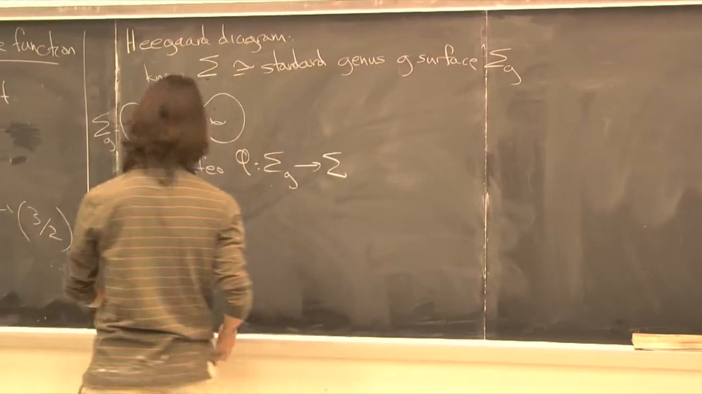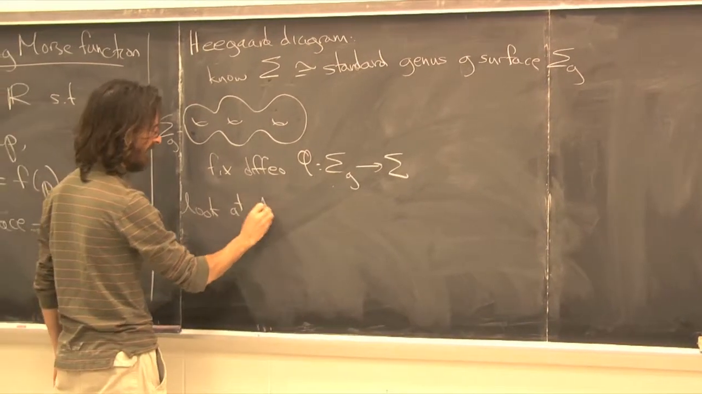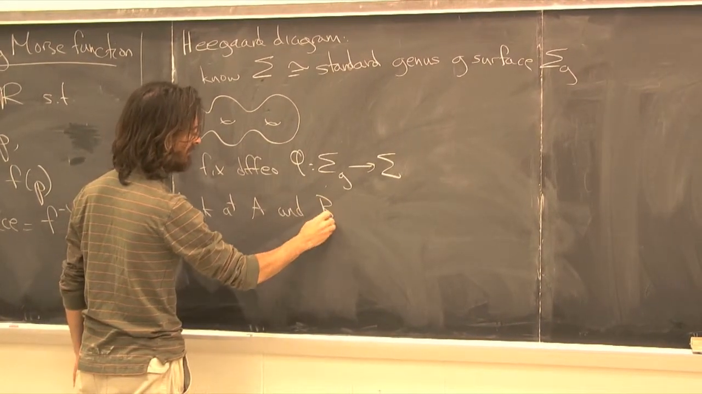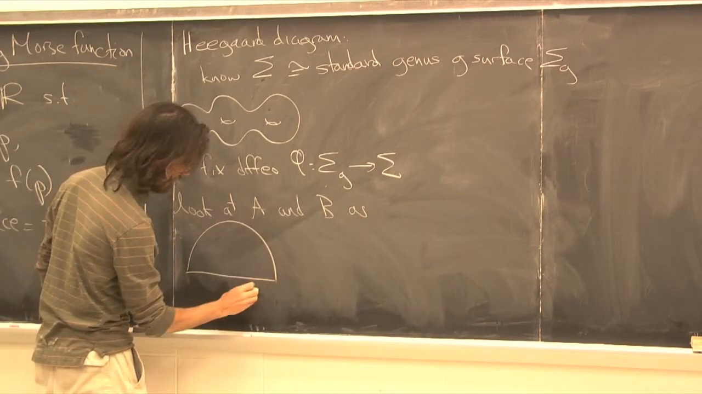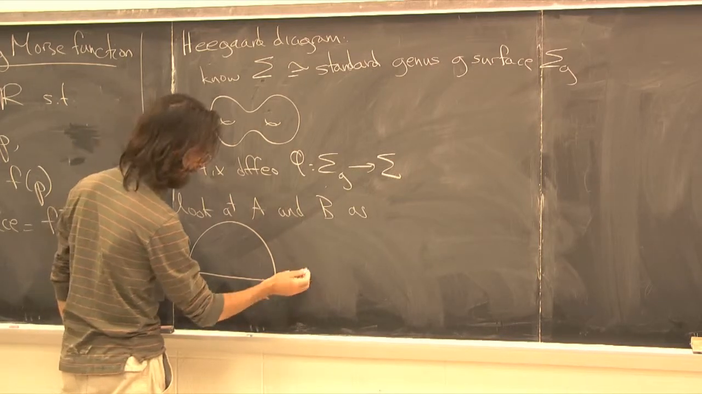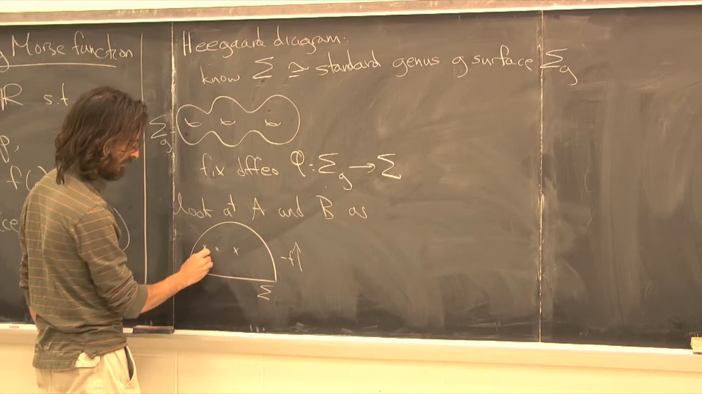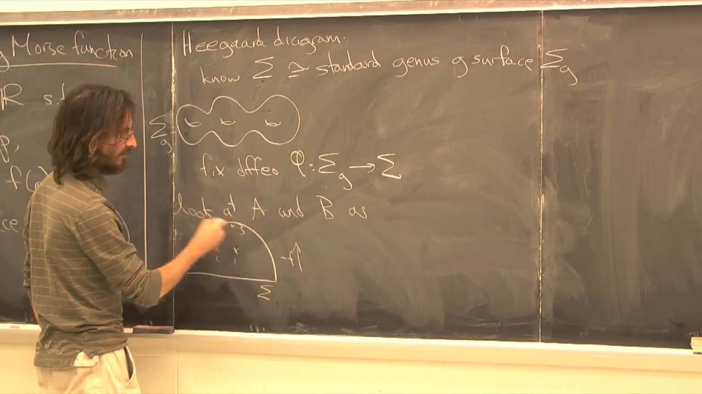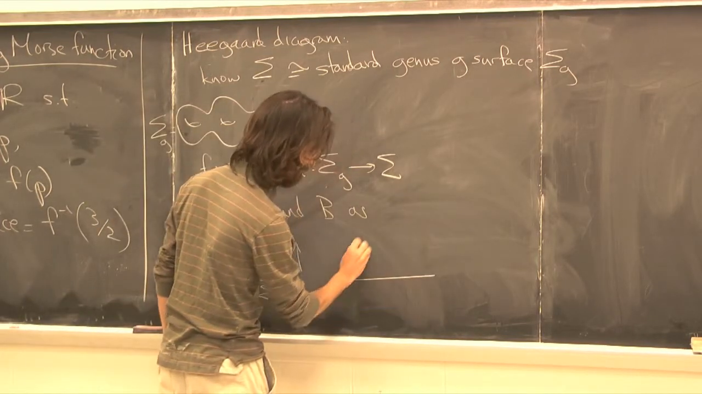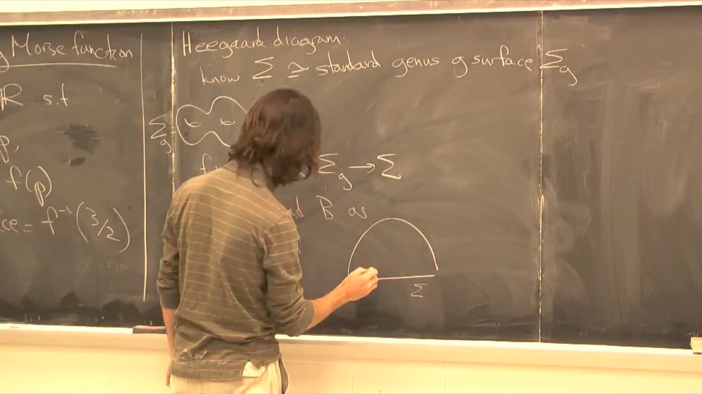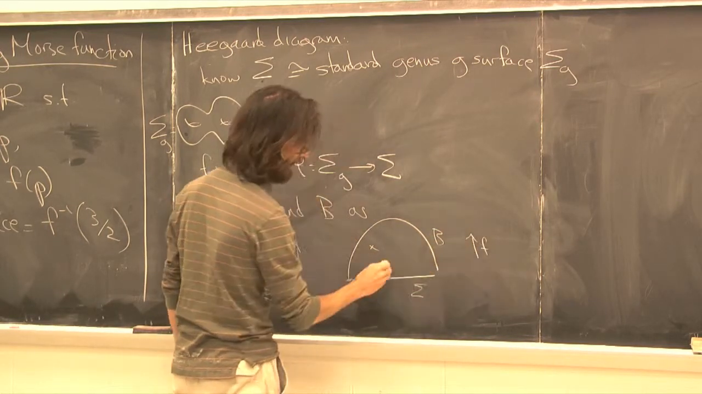So then we look at A and B. I'm going to look at A, so here's sigma at the bottom, and then up here I'm going to do minus F, which has a bunch of index 2 critical points and a single index 3 critical point, and that's A. And I have the same surface sigma, and this is B, and here I have the original function F.